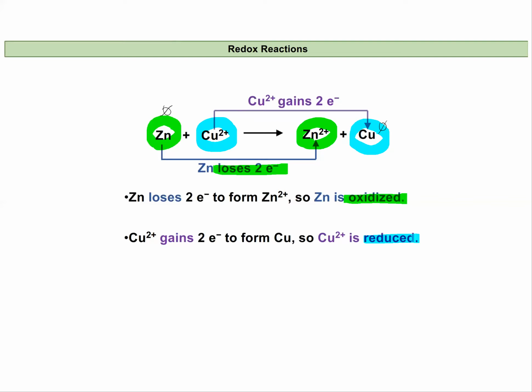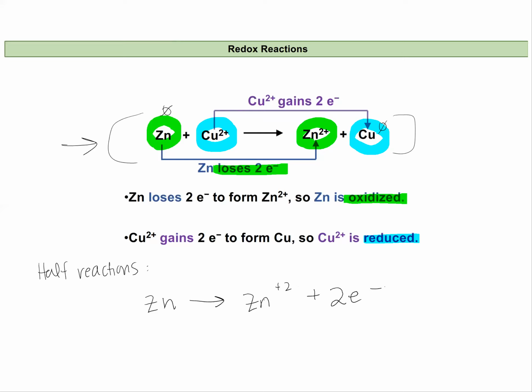And we can write out half reactions that are really specific about this. So this is how we would combine things in a chemical reaction up here. If we wanted to really show where these electrons were going, we could write 2 half reactions to represent a redox reaction. You have zinc forming zinc +2 and the 2 electrons that are lost.